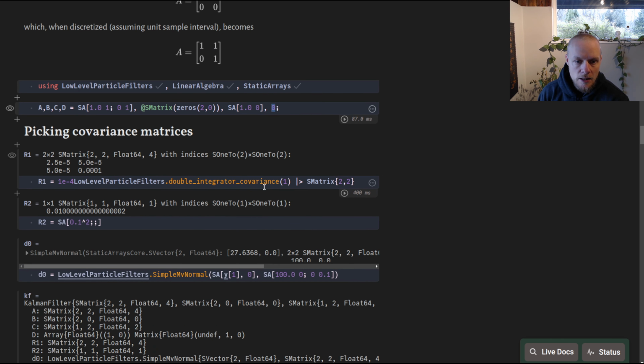And then we need to pick some covariance matrices for the Kalman filter. Since we're using a double integrator, we call the function double integrator covariance. That returns the matrix in a very particular form that is suitable for a double integrator, and I scale that with some value I have chosen. I picked that by simply looking at some plots, and we will see a much more principled way of finding this value towards the end of this video.